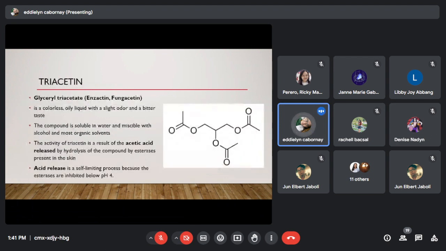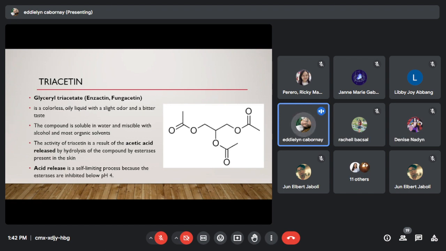Okay, so we have triacetin. The chemical name is glyceryl triacetate. The common names are Enzactin and Fungacetin. Okay, so triacetin is described as a colorless, oily liquid with a slight odor and a bitter taste. Its physical state and characteristics make it recognizable.